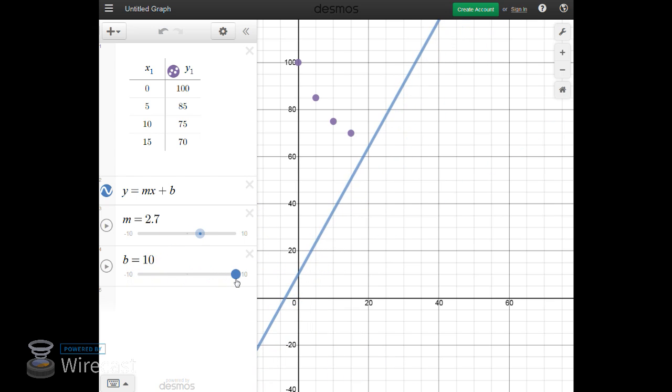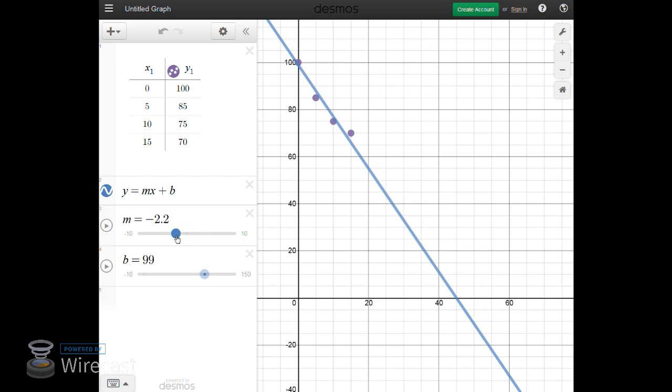I want b to be way up here, so I'm going to change the range. I'm going to make b go up to 150 and pull this up. Now I want to make the slope negative, so I'm going to drag the slope down. That's a pretty cool feature.